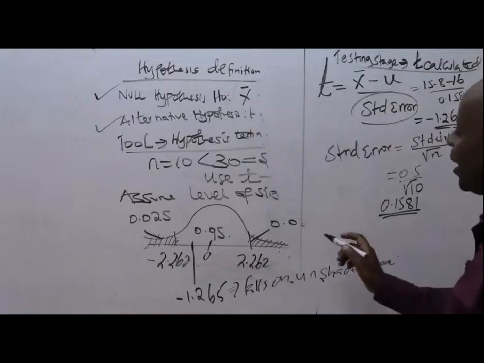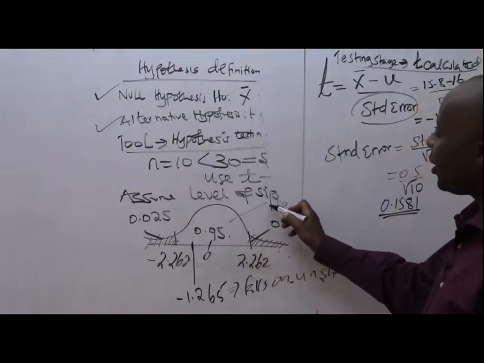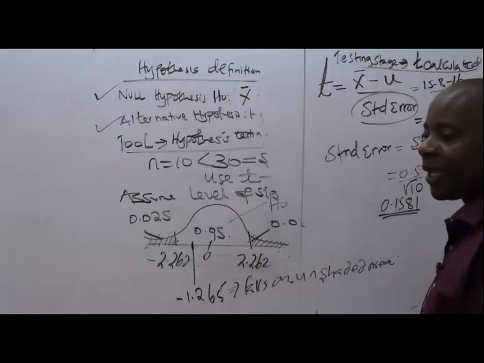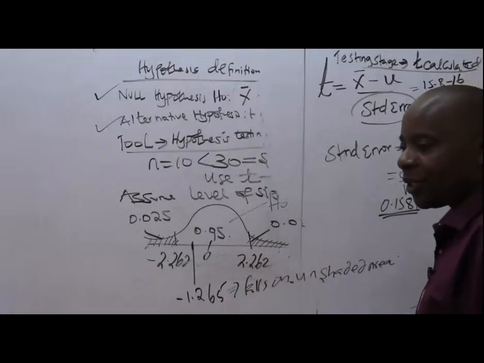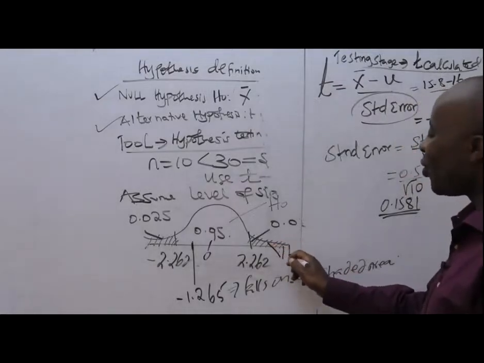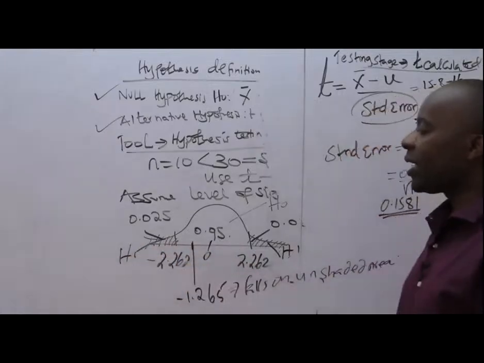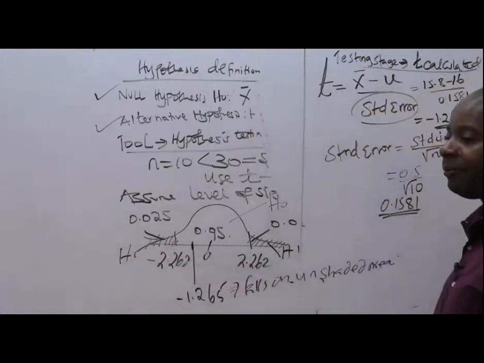And the unshaded area, please mark your territories very well. Unshaded area is what we call H0. The shaded area is always H1.